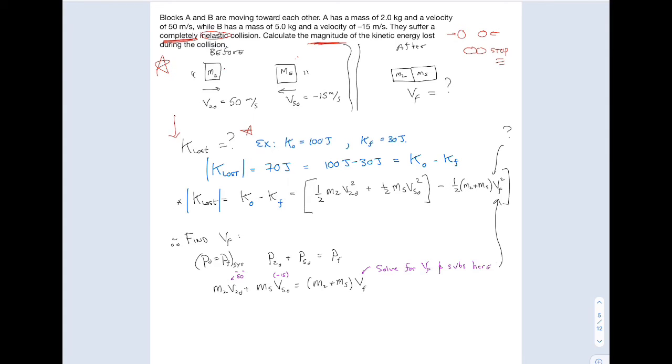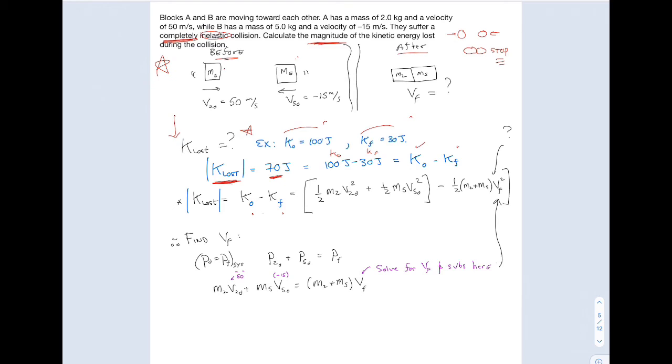So in blue, I'm going to make up some numbers. Let's say in my initial picture, my before picture, the initial kinetic energy is 100 joules. After the collision, let's say the final kinetic energy is 30 joules. How much kinetic energy is lost? Well, 70 joules. How could you get the number 70 out of the 100 and the 30? You did 100 minus 30. So to find how much kinetic energy is lost, you did K initial minus K final. To find the magnitude of the kinetic energy lost, I need to find the initial kinetic energy and subtract the final kinetic energy.